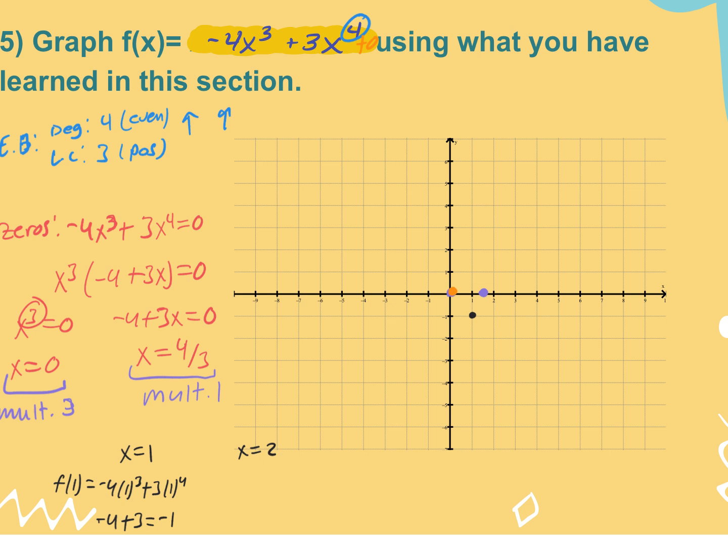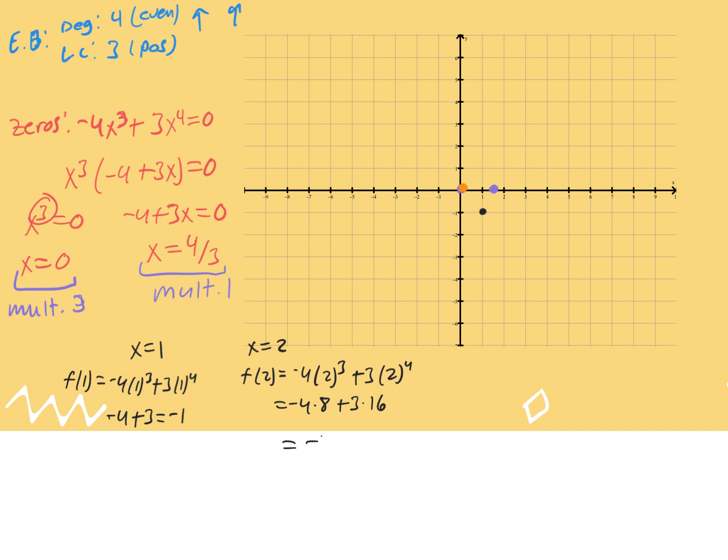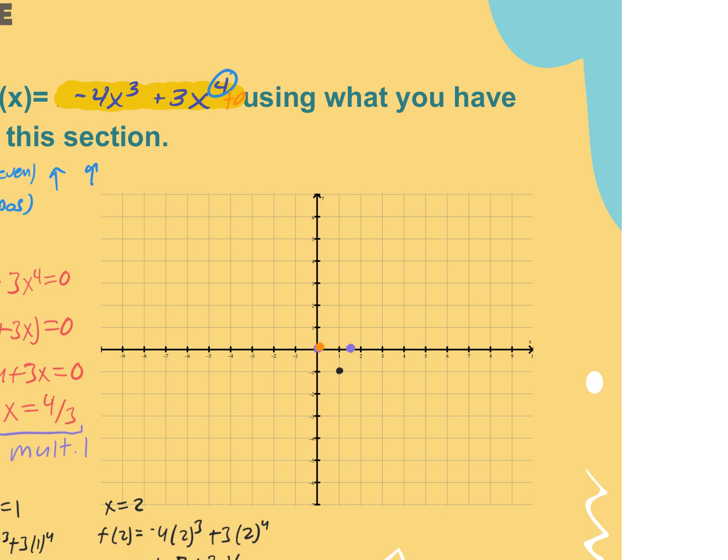Now when x equals 2, f of 2 is going to get us negative 4 times 2 cubed plus 3 times 2 to the 4th power. That's negative 4 times 8 plus 3 times 16. Negative 4 times 8 is negative 32, and 3 times 16 is 48. So this is going to get us 16. We can go ahead and plot this point. 16 is going to be way up there, somewhere all the way up there.